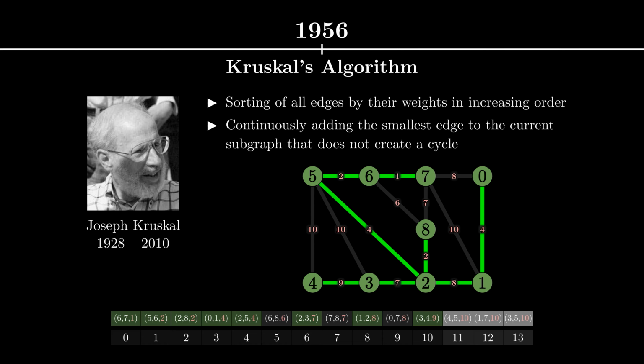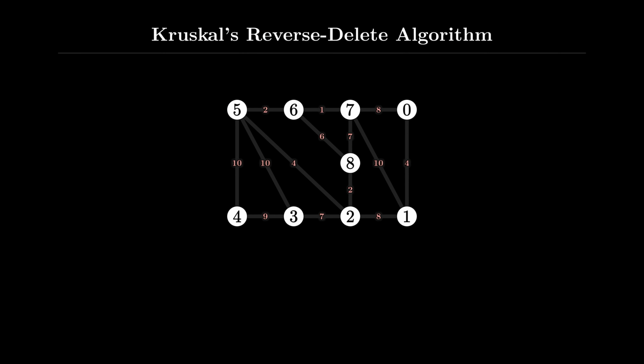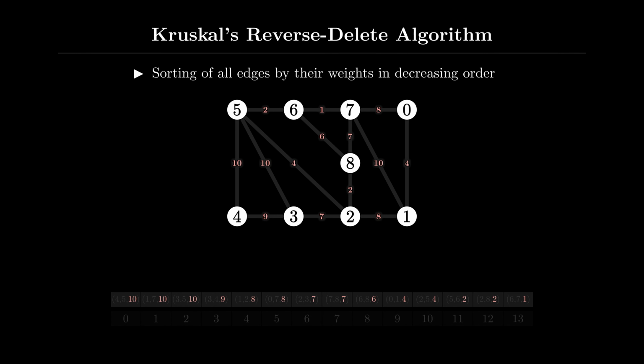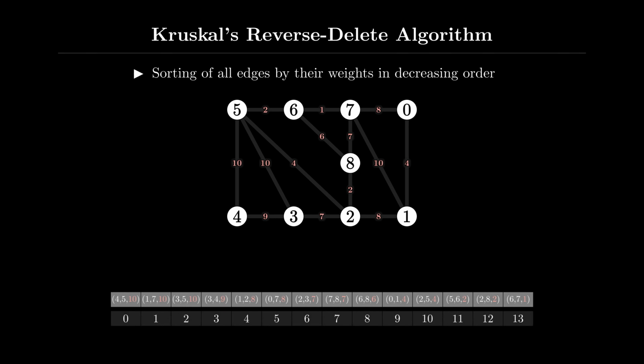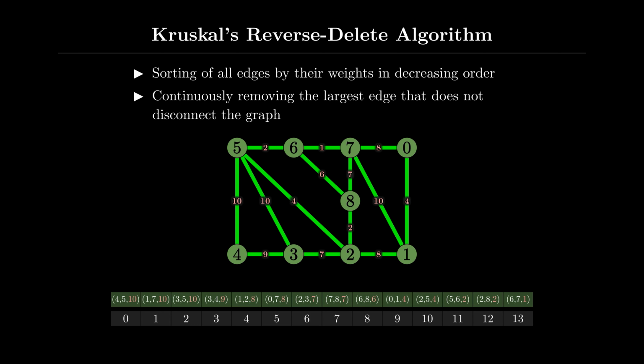Furthermore, there is another similar algorithm called Kruskal's reverse delete algorithm. This one starts also by sorting all edges by their weights, but now in decreasing order. Then it adds all edges to the graph that will form the spanning tree at the end and proceeds by continuously removing edges with the largest weights that do not disconnect the current graph.